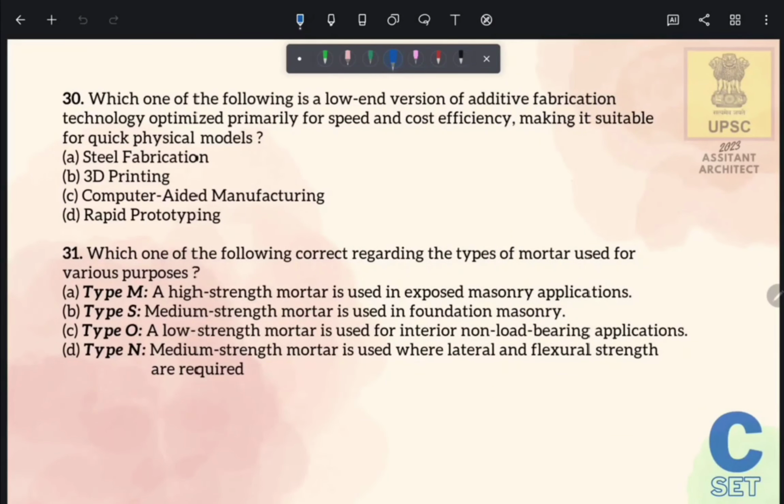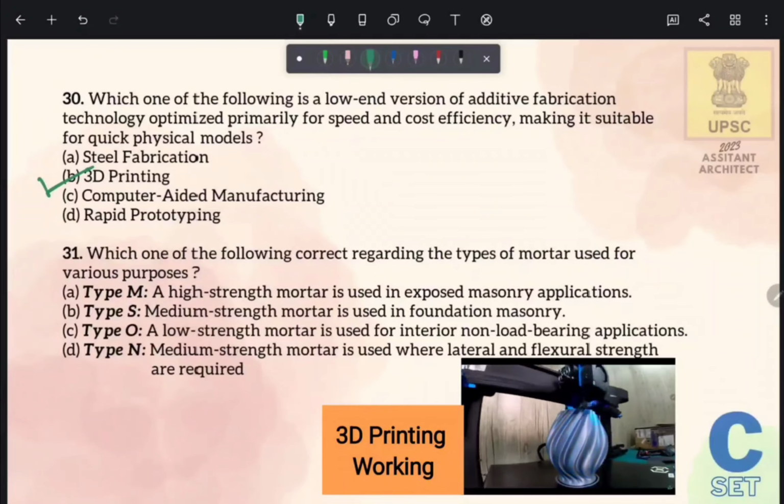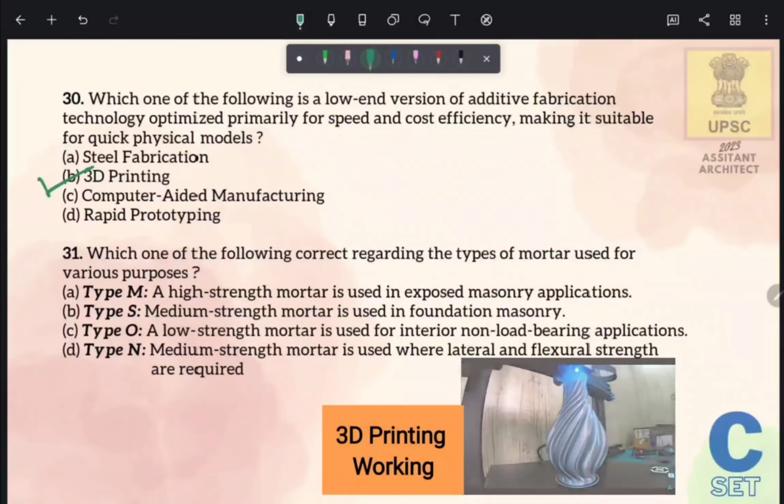Which one of the following is a low-end version of additive fabrication technology optimized primarily for speed and cost efficiency, making it suitable for quick physical models? And the correct answer of this question is option number B, 3D printing. So 3D printing generally works on additive fabrication technology, where an object is created layer by layer.